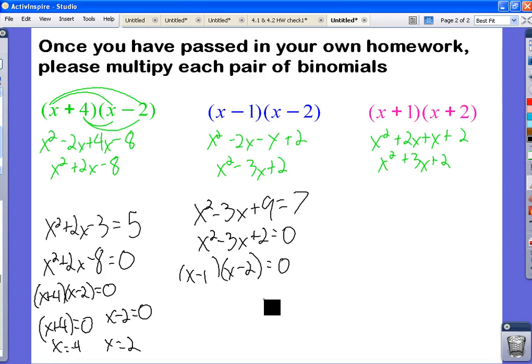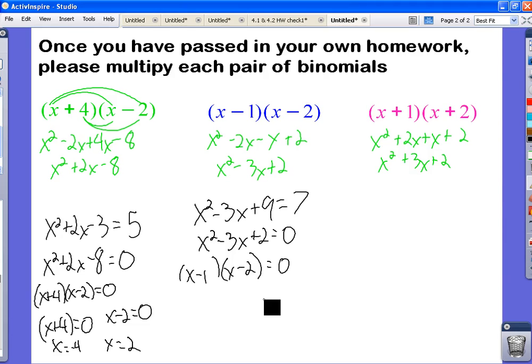Is 2 a factor of 15? No. Why not? Because we need to multiply two whole numbers together for them to be factors. So 2 is not a factor, but 3 is a factor, 5 is a factor, 15 is a factor, 1 is a factor. Those are all the factors because 3 times 5 is 15.